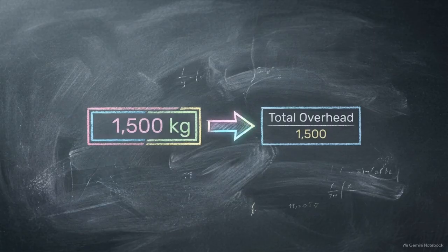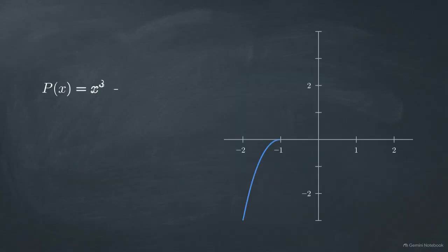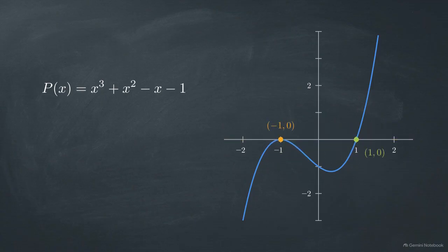Plugging a real-world input, such as 1,500 kilograms of raw material, into this master equation allows for the immediate calculation of total operational overhead. This same aggregation method applies to business viability, where analysts plot the combined profits of multiple product lines over time. This graph shows the curve of a total profit polynomial, x cubed plus x squared minus x minus 1. The primary goal for a business modeler is to locate the break-even point, where the company's profit is exactly 0.